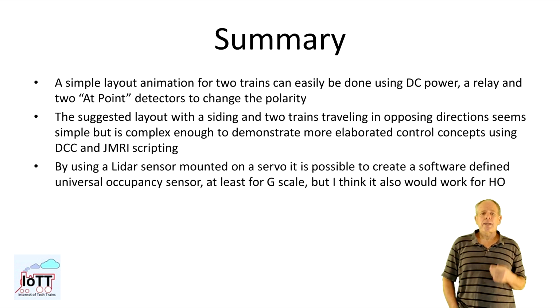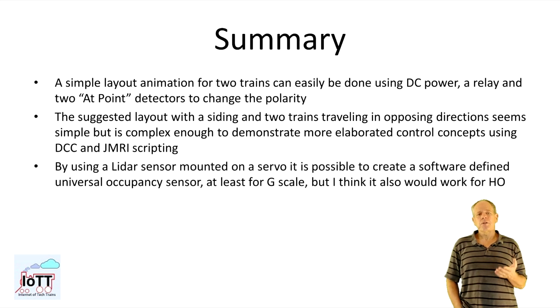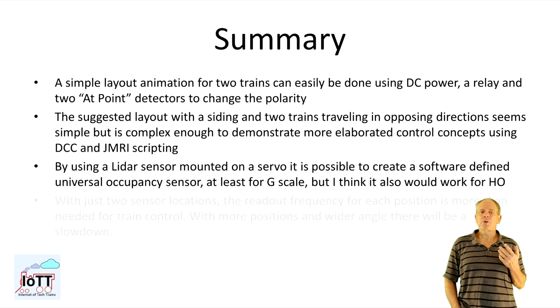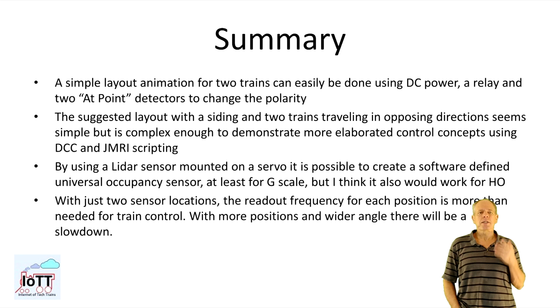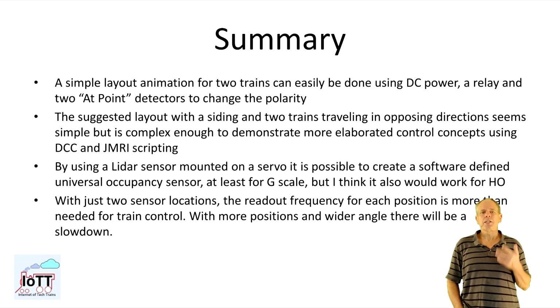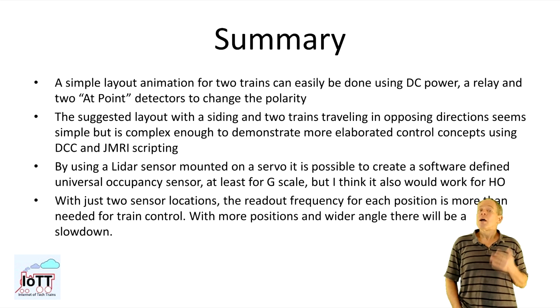By using a LiDAR sensor mounted on a servo, it is possible to create a software-defined universal occupancy detector, at least for G-scale. But I think it also would be possible to do it for HO. With just 2 sensor locations, the readout frequency for each position is more than needed for train control. With more positions and wider angle, there will be a slowdown. It remains to be seen if the performance will still be good enough to control the trains.